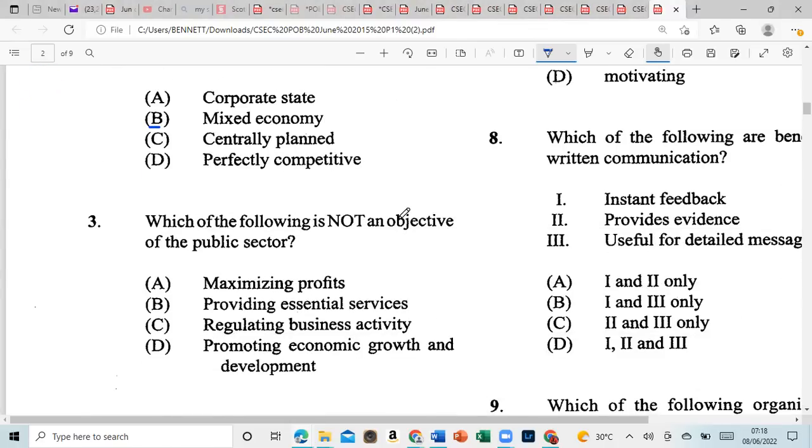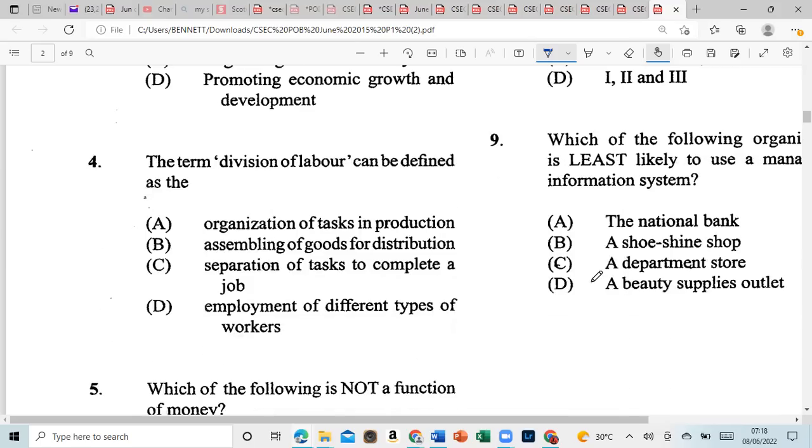Number 3, which of the following is not an objective of the public sector? And that is maximizing profit. Right? The objective of the public sector. 4, the term division of labor can be defined as: is it organization of tasks in production, assembling of goods for distribution, separation of tasks to complete a job, or employment of different types of workers? And that is C.